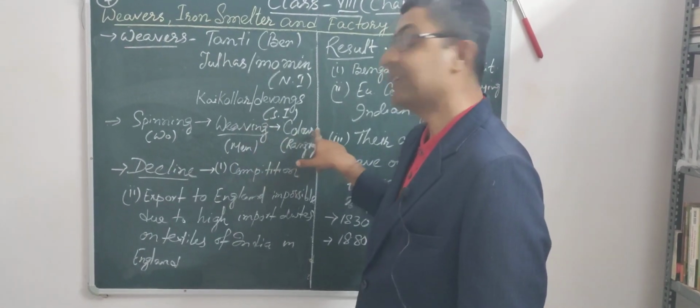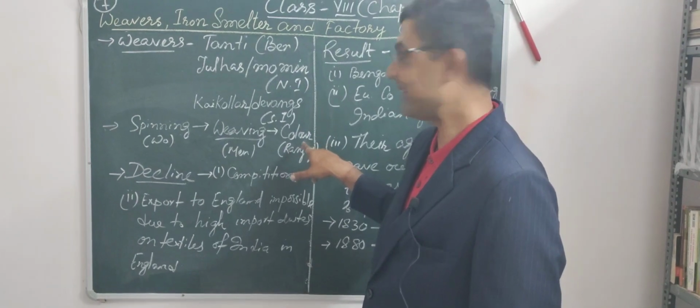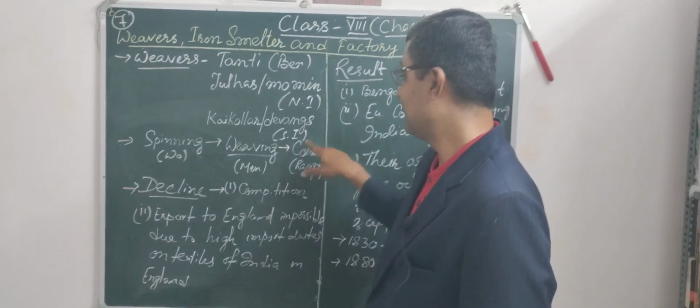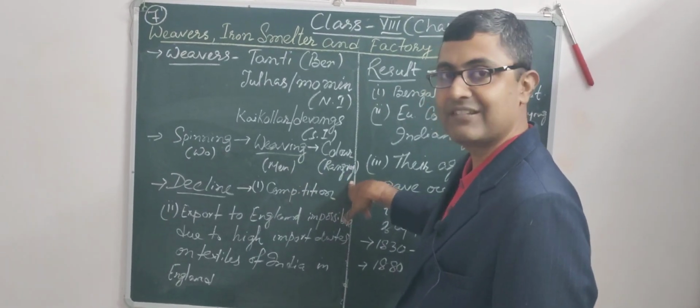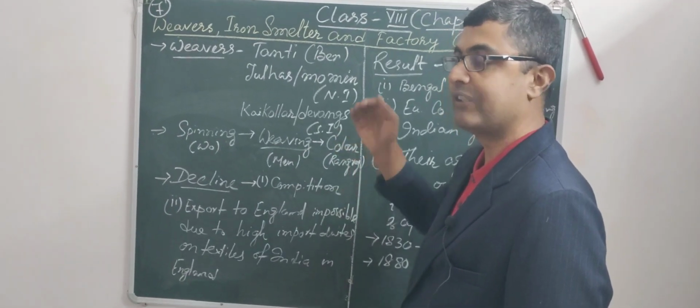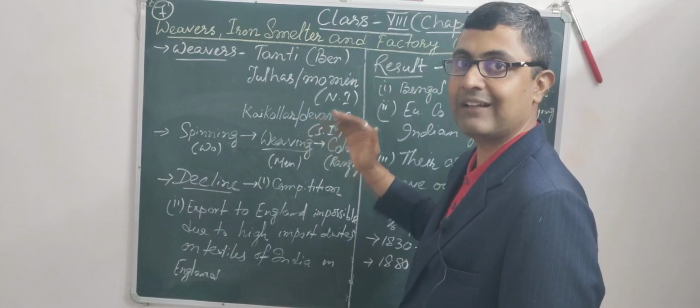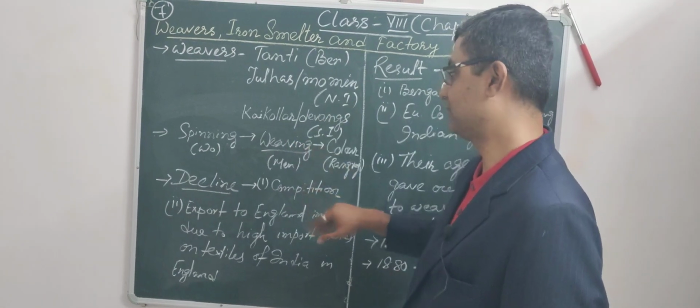After weaving, the product goes for the coloring. It is done by men or women both. It is called rangraj. Rangraj means किसी चीज को रंगना, the coloring of a cloth.